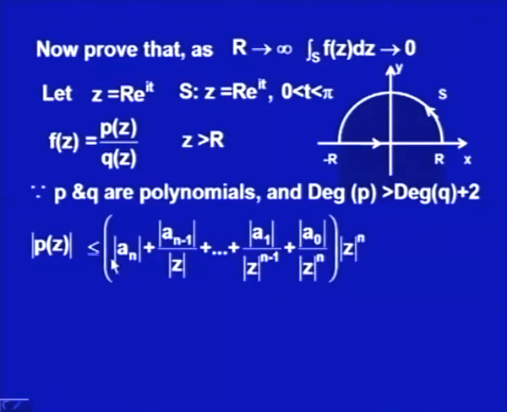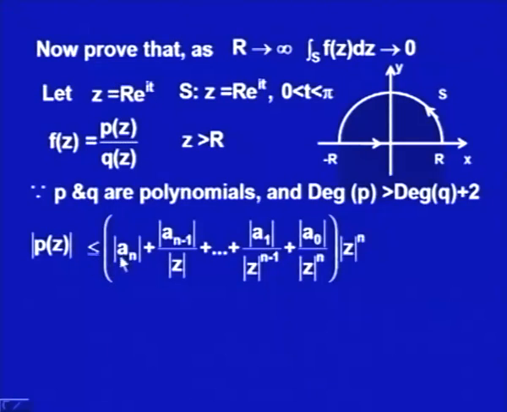We apply this, writing each term separately. Also, mod of x times y is always equal to mod x times mod y, so we can again separate it. Finally, mod of P(z) is less than or equal to mod a_n plus mod a_(n-1) upon mod z plus and so on, mod a_1 upon mod z^(n-1) plus mod a_0 upon mod z^n, all into mod z^n.